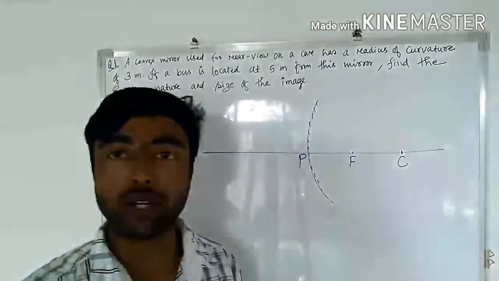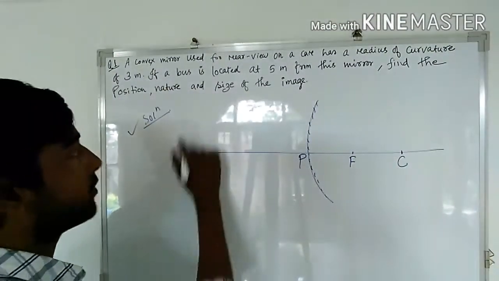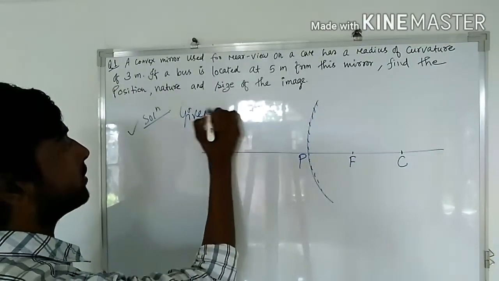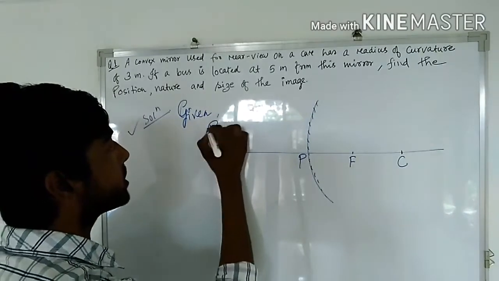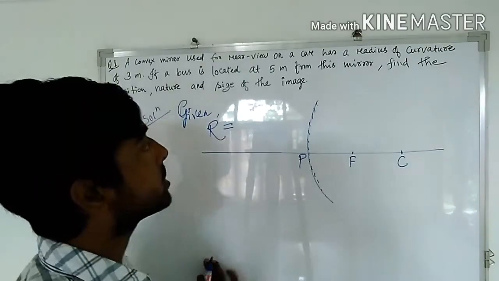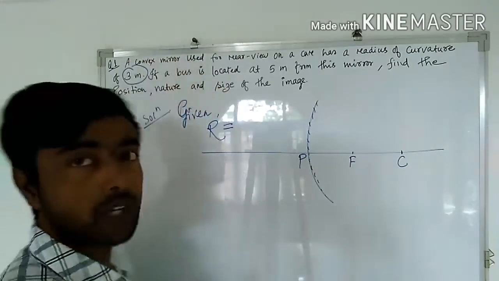Now what is given in the question? We have to go for the solution. What is given first? You need to write that. Given that radius of curvature is given. Radius of curvature is given how much? 3 meter.